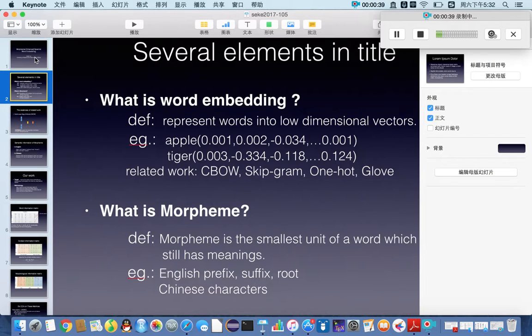The second is, what is the morpheme? A morpheme is the smallest unit of a word which still has some meaning, like the English prefix, suffix, root, and Chinese characters.